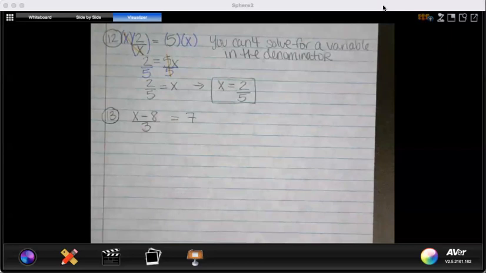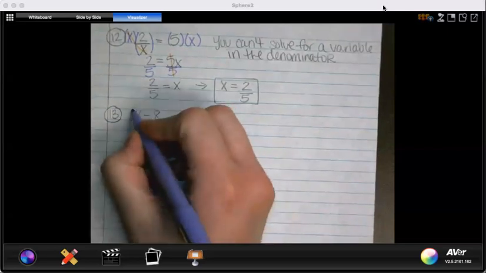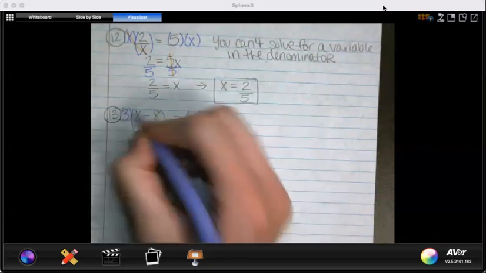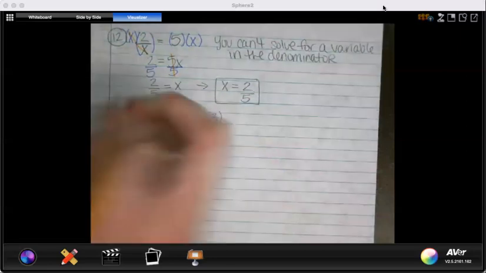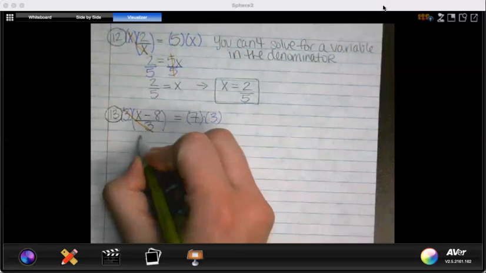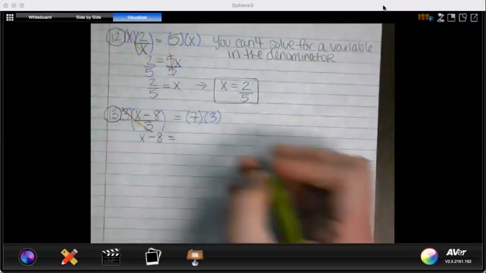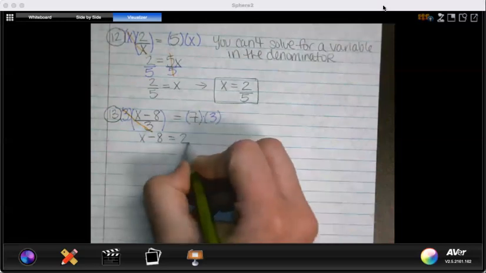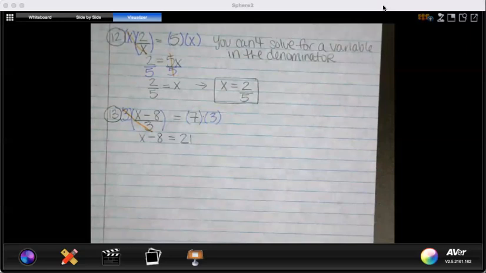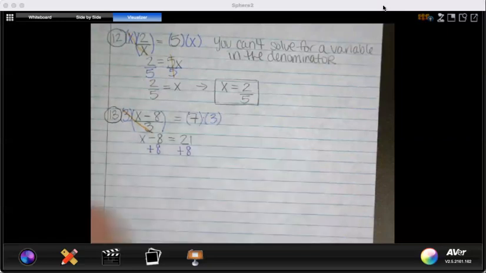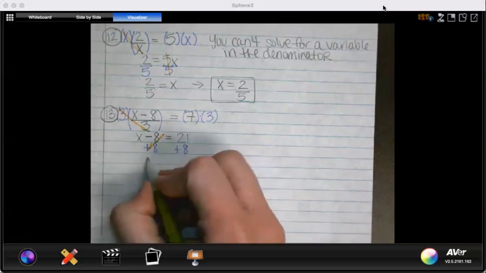So I want to move the divided by 3 and use my inverse operations to get it to the other side. Anytime we have a denominator, that means we're going to multiply that number to the opposite side. We're still going to be left with everything in the numerator, but I cannot access the x or the minus 8 unless that 3 has been removed. Then we have 7 times 3, which is 21. From here, now that the 3 has been removed, I can add 8 to both sides, leaving us with x equals 29.